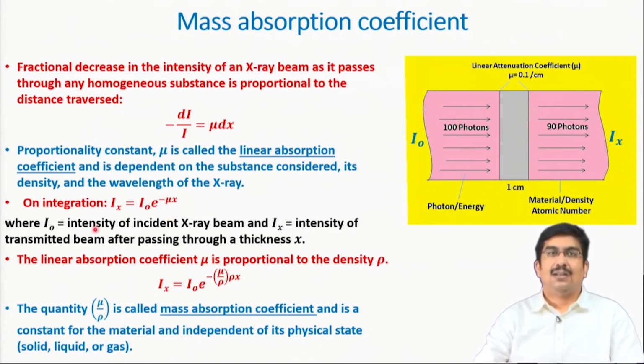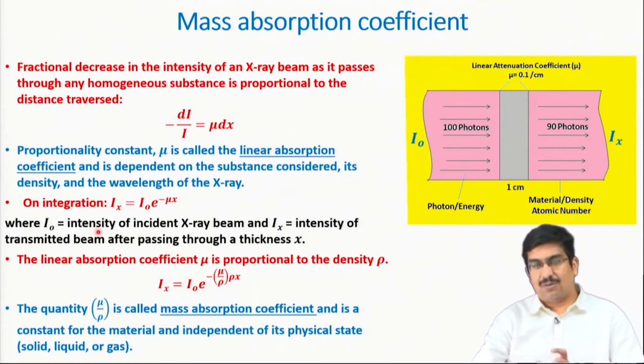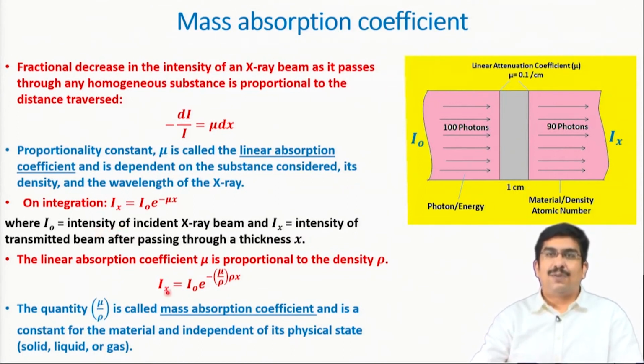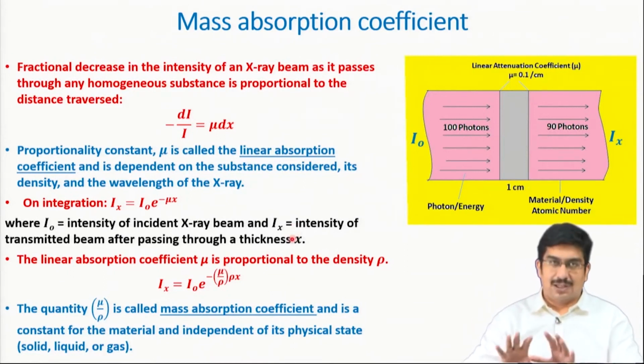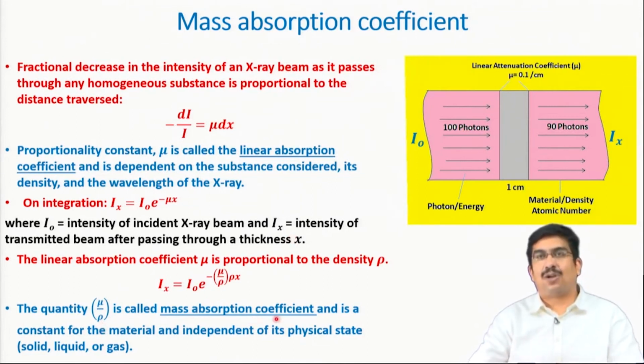As we said, the linear absorption coefficient of course depends on the density of the material. How dense the material is, whether it is a single phase or multi-phase material, what is the density of the material. So, if we introduce the density in this equation, Ix equals I naught into e raised to the power minus mu by rho into rho x. This is also another constant, mu by rho. Mu is a constant for any material as we just discussed, and rho is another constant for that particular material and condition. So, this quantity mu by rho is called the mass absorption coefficient.